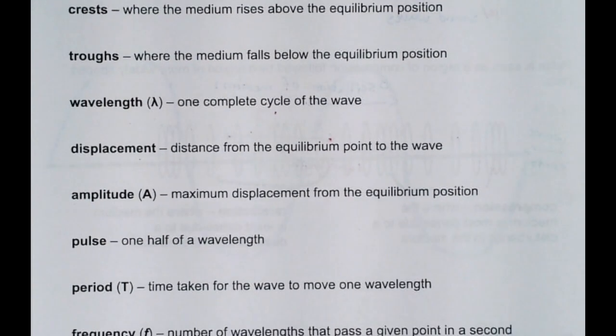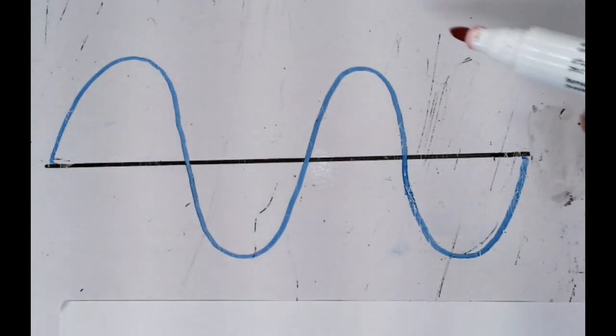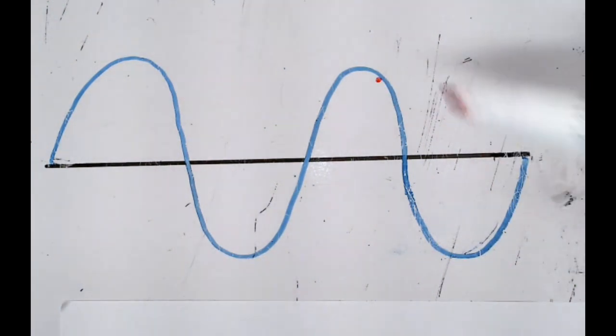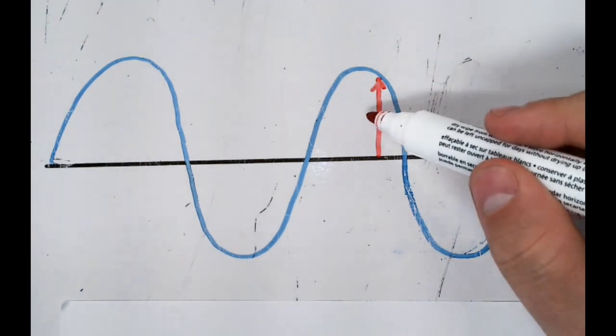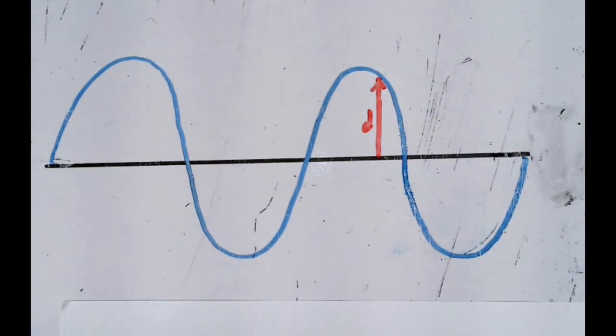A piece of terminology that we haven't looked at yet is the displacement. What the displacement is, it's the distance from the equilibrium point to the wave. So if I take any point on the wave, for example, if I take right there, the distance from the equilibrium point, we call that the displacement.